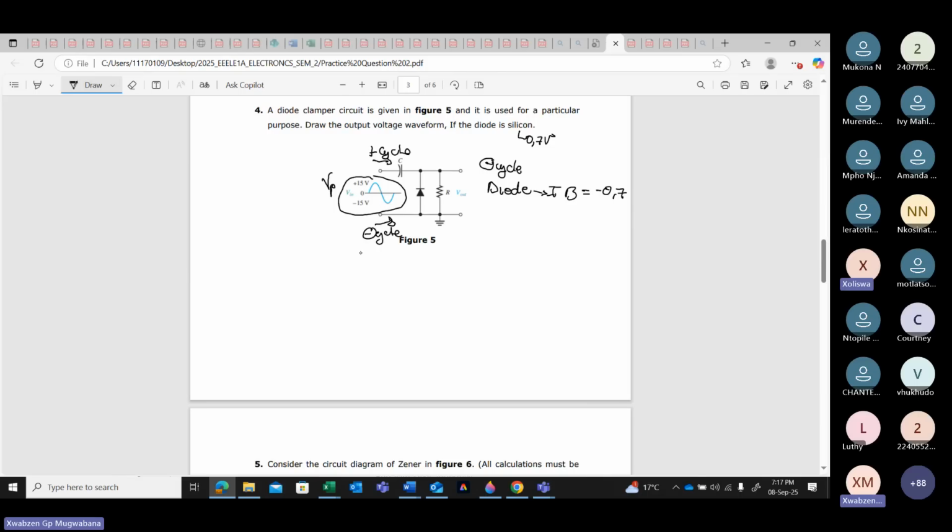Now, let's see. Which means if negative cycle is moving, I've got more positive moving this direction here on the negative cycle, more positive, which means it's positive here, positive there. Now it forces this component to go into forward bias. But which signal is forcing this to go into forward bias? This is the signal which is forcing it to go into forward bias. That's why it says minus 0.7 volt. Do you understand that? Yes, sir.